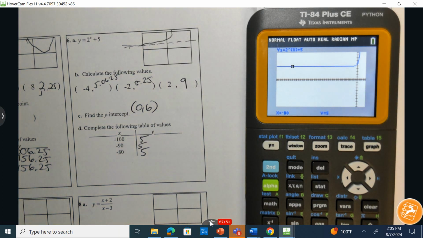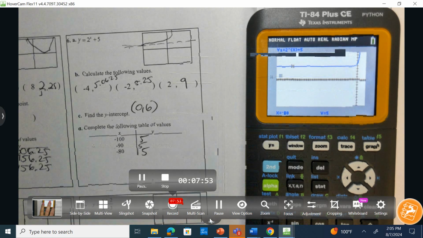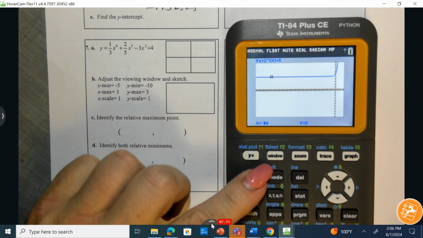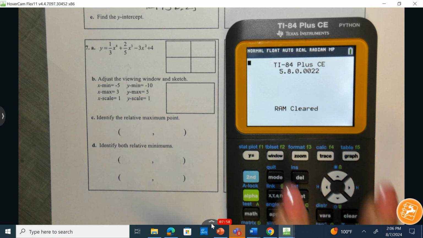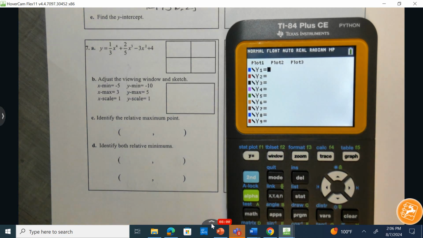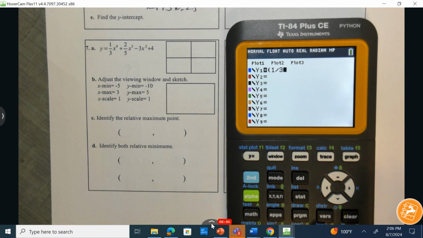Let's move on now to number 7. I'm going to start number 7 by going ahead, second plus 7, 1, 2, and when I plug this in, I have recalculated by clearing the RAM. When I plug this in, I'm definitely going to put parentheses around any fraction. So I have 1/3 x.